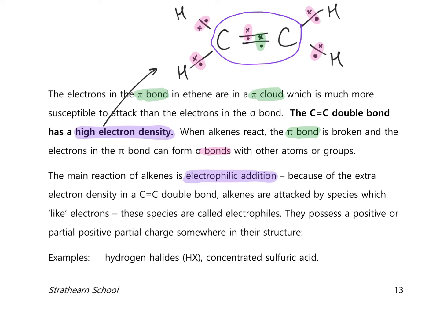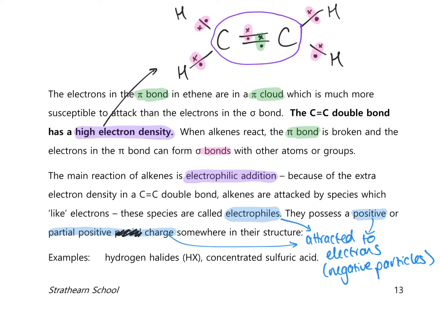So alkenes are attacked by species which like electrons, and these species are called electrophiles. So they like electrons. Think about what electrons are. They're negatively charged particles. So things that are attracted to regions of high electron density, things that like electrons, are electrophiles. And they're going to have a positive or partial positive charge. That word partial is mentioned twice there. You can score that out here. So they possess a positive or partial positive charge so that they're attracted to the electrons.